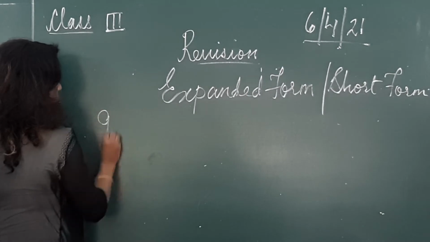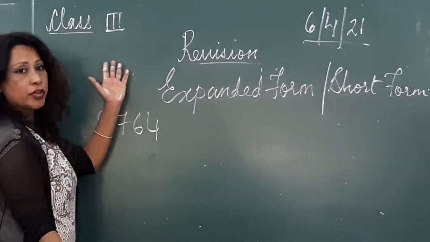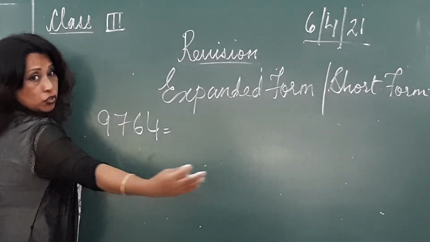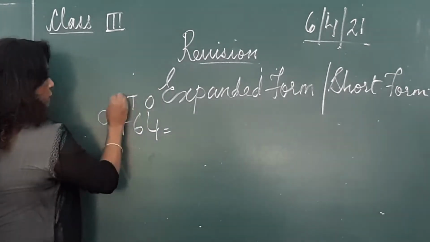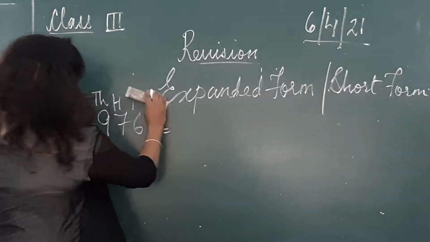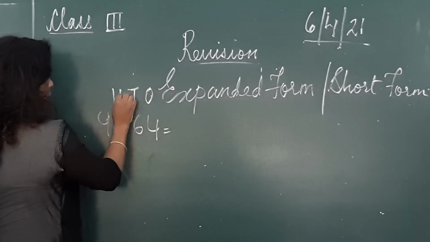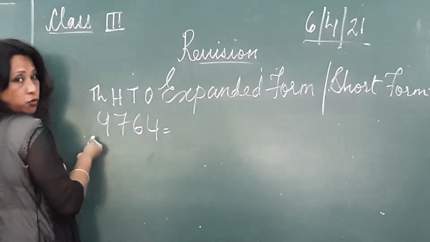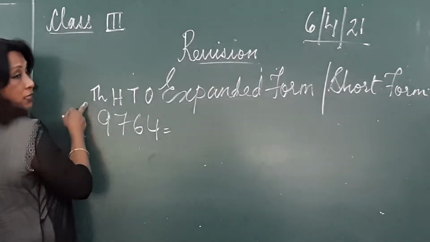So if I give you 9764, let me do it with 4 digits, since you're in class 3. What is the expanded form? How am I going to make it long? First you need to write the place values: ones, tens, hundreds and thousands. We begin with the thousands. What number is under thousands? 9 is under thousands.